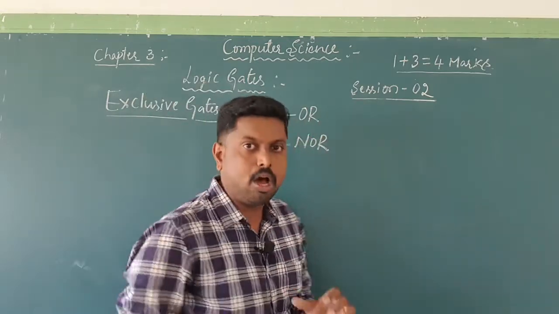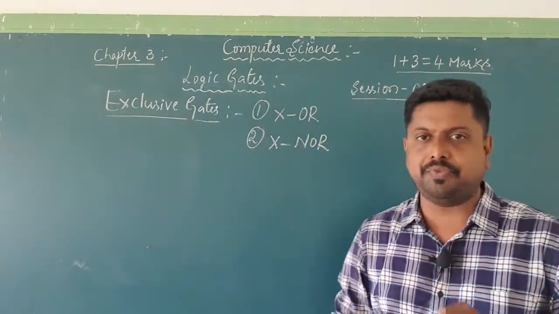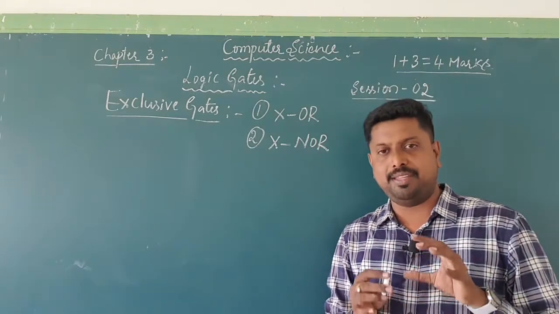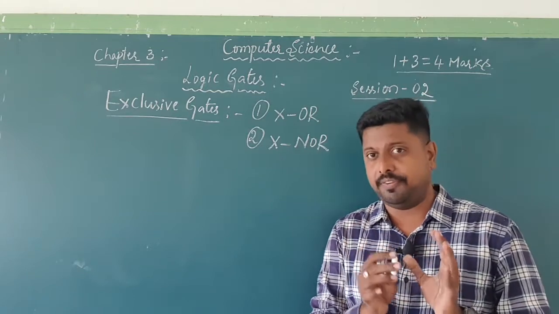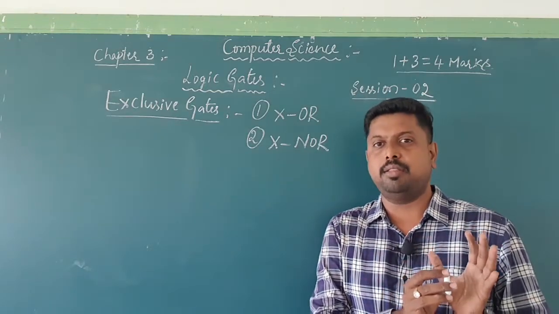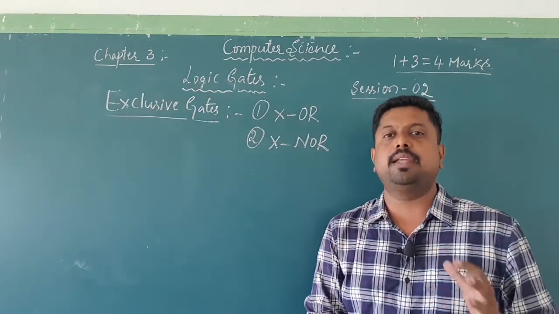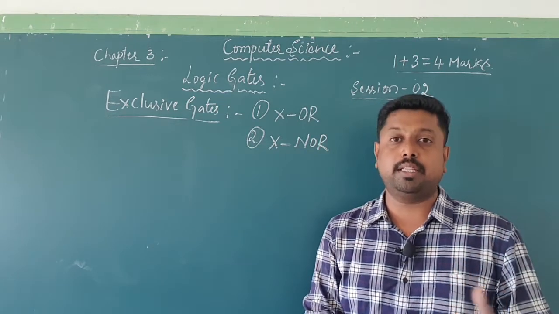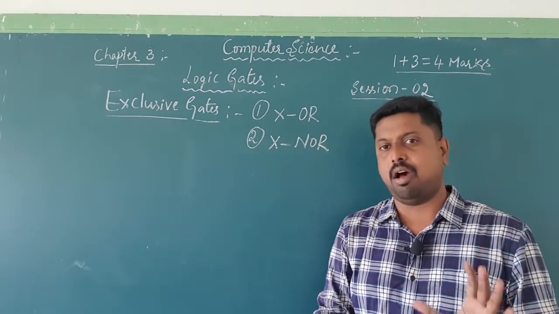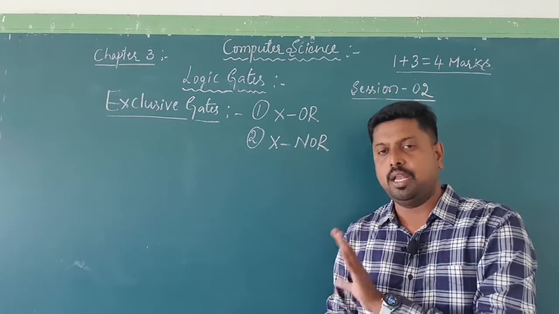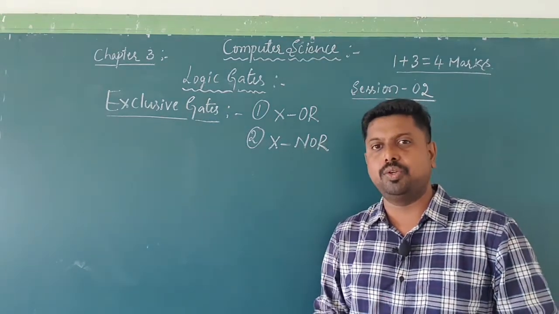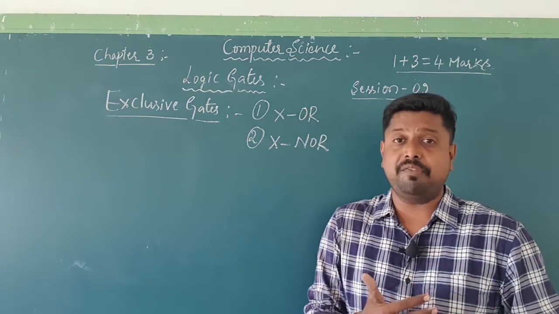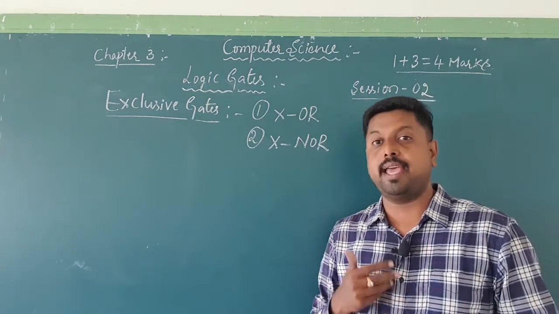XOR and XNOR are the two exclusive gates we have. For these two gates, there are different inputs and different outputs we will get based on some criteria. What is that criteria for these exclusive gates? That's why these gates are called exclusive. Now we are coming to know the first gate, that is the exclusive gate. Then you will get some idea why these gates are called exclusive.